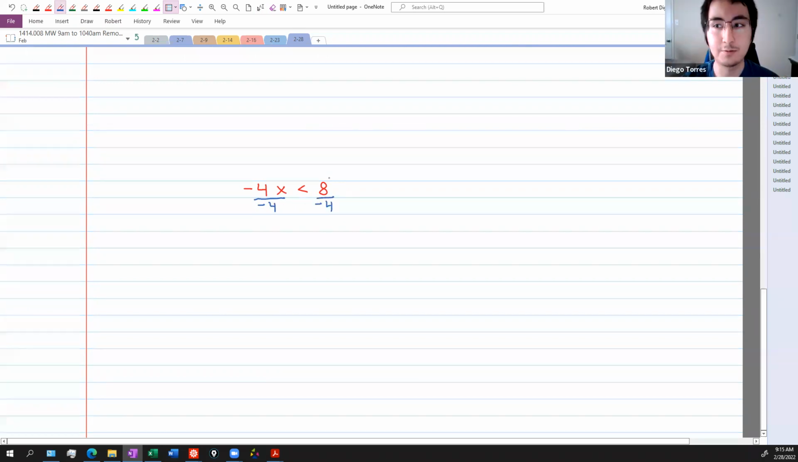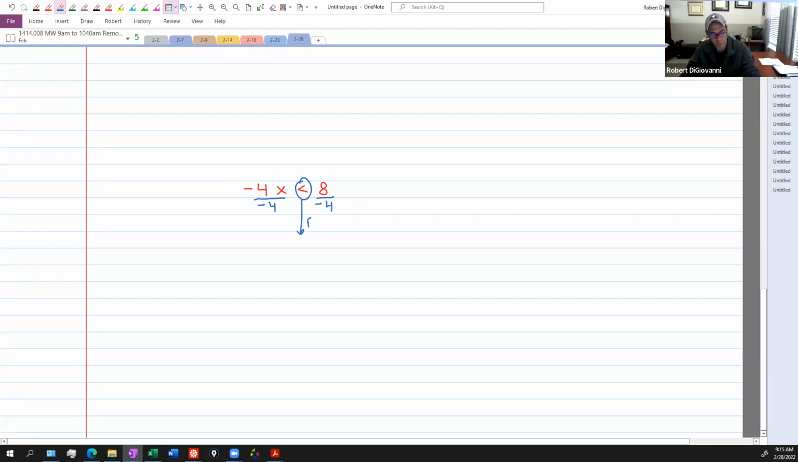You have to flip the symbol. If you ever multiply or divide both sides by a negative number, you have to flip the inequality over. And now it becomes greater than, this side becomes x, and this side becomes -2. And students always wonder, why do you have to flip the symbol? It has to do with the fact that a negative times a negative is positive, and a negative times a positive is negative. Because of that, when we divide by a negative, we have to account for how the signs are impacted, and it flips the inequality over. So just be careful with that.